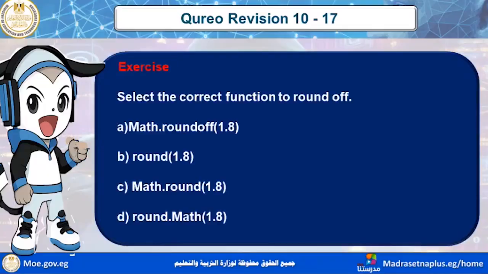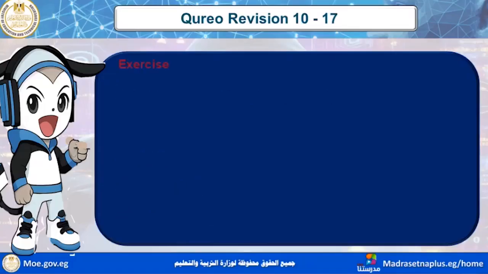This exercise: select the correct function to round off. What we mean by round off here is to omit decimals. Select round off. We have no keyword called round off, so it is not correct. Round of 1.8 is not correct too. Math.round(1.10), you will calculate the round of 1.10 and it should be 2. So I can see the correct answer.